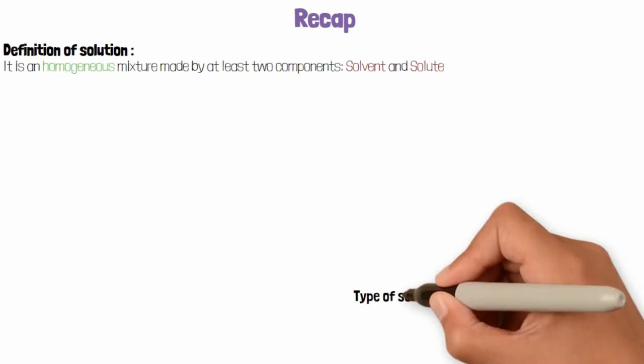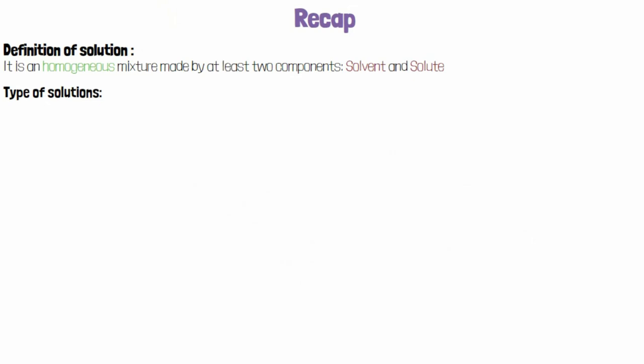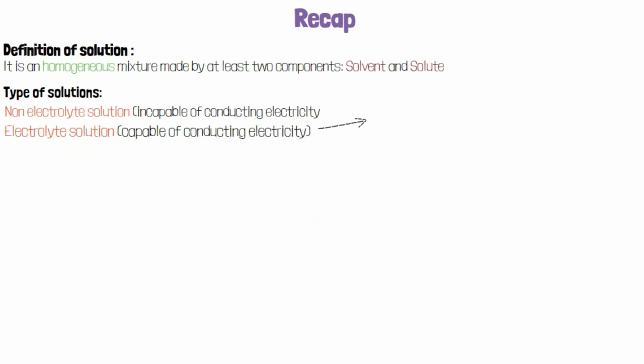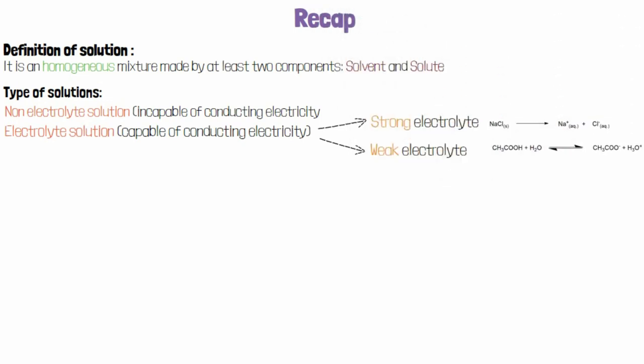Then we have seen different types of solutions. We have seen that there is non-electrolyte solution, which is incapable of conducting electricity. At the same time, there is also electrolyte solution, which is the opposite, and electrolyte solution can be divided into strong electrolyte solution and weak electrolyte solution. And we have done the example of sodium chloride and acetic acid, where acetic acid is a weak electrolyte and sodium chloride is a strong electrolyte.